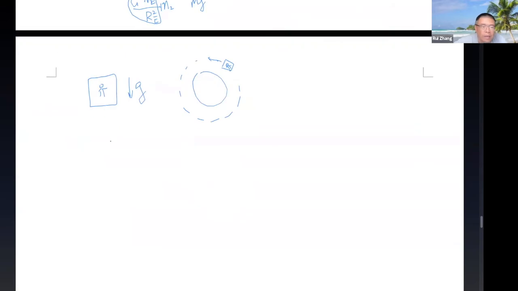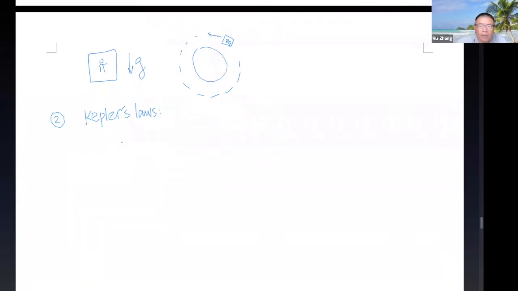Okay, now the second thing I want to talk about on astronomy is so-called Kepler's laws. Now there are 3 of them, and I'm going to state them, and then I will focus on the third one because that one is what's related to us. Okay, so what are Kepler's 3 laws? The first law says all the orbits of the planets are elliptical. So you have elliptical orbits.